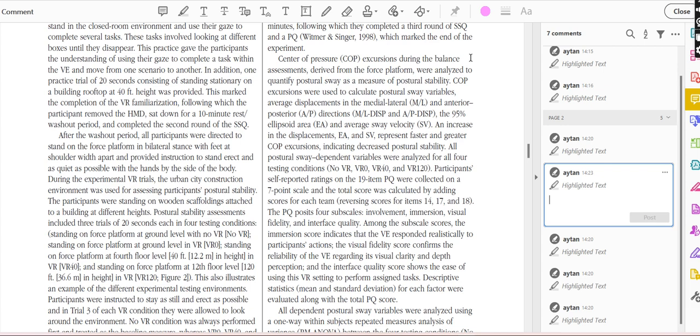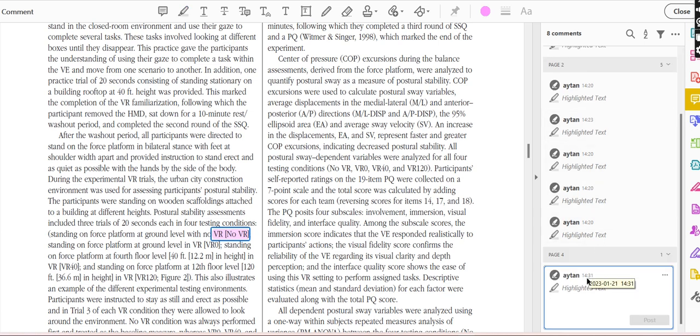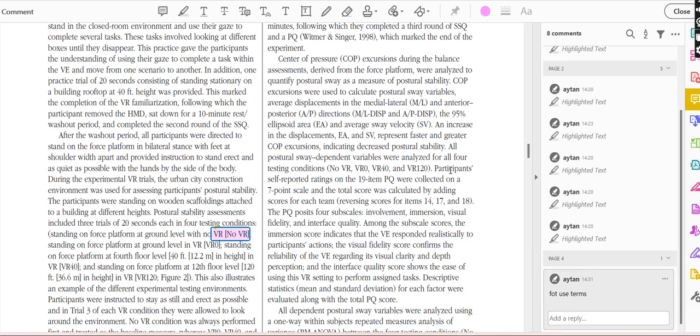Participants' self-reported ratings on the 19-item PQ were collected on a 7-point scale, and the total score was calculated by adding scores for each item. The PQ posits 4 subscales: involvement, immersion, visual fidelity, and interface quality.